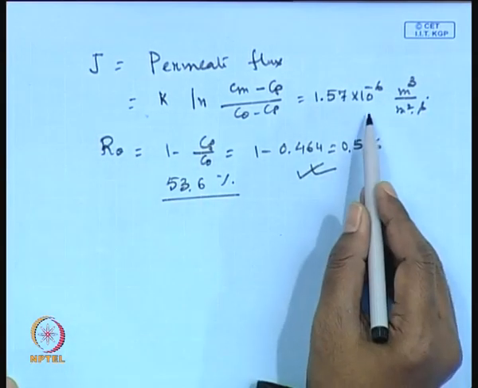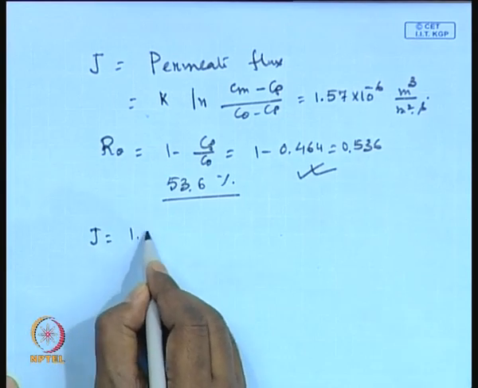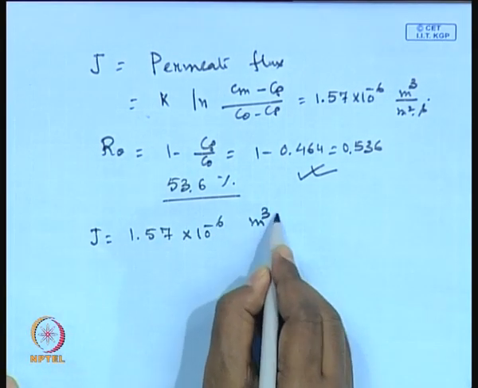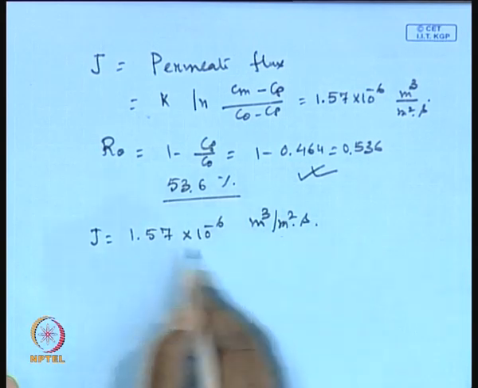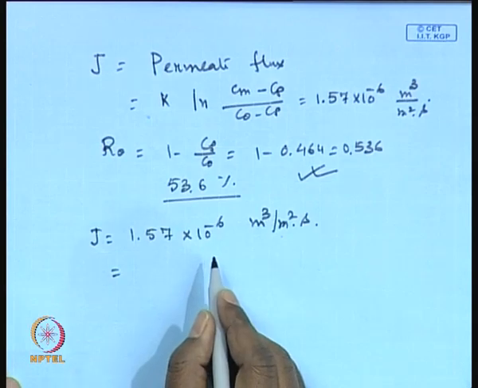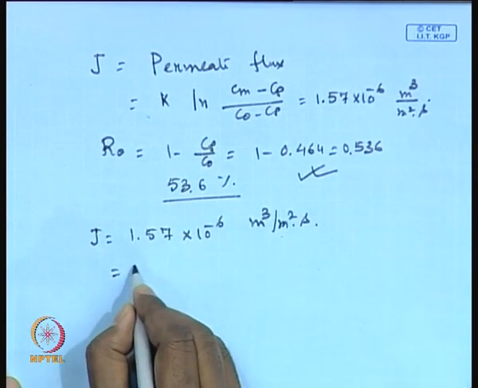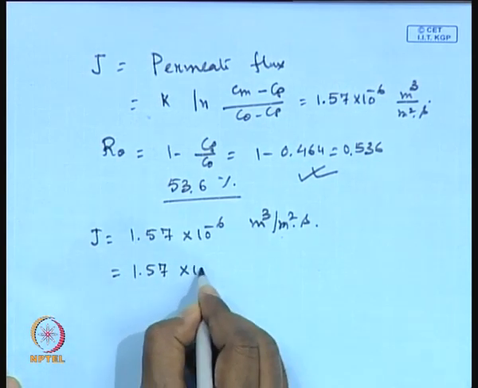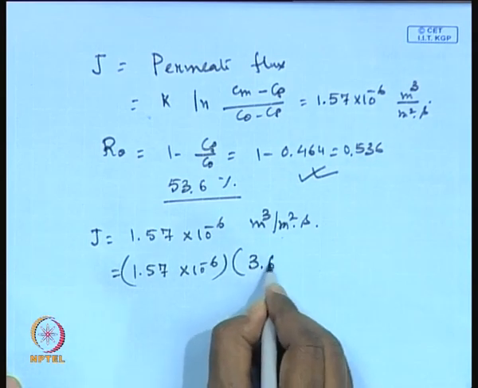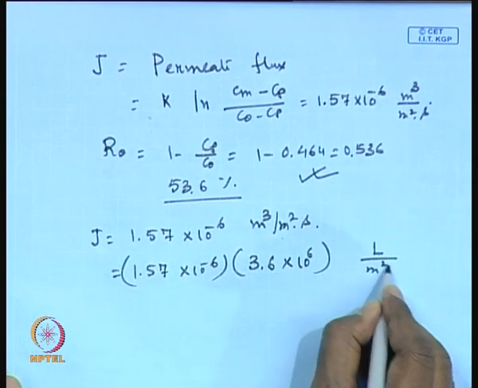If you like to express it in liter per meter square hour, you can do that. So, this becomes 1.57 into 10 to the minus 6 meter cube per meter square second, and you have to multiply it by a factor of 3.6 into 10 to the power 6 to convert it into liter per meter square hour. Okay. So, 1.57 into 10 to the power minus 6 should be multiplied by 3.6 into 10 to the power 6 to get this unit conversion, liter per meter square hour.